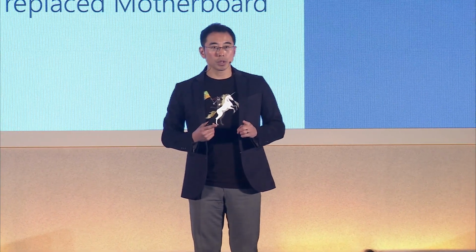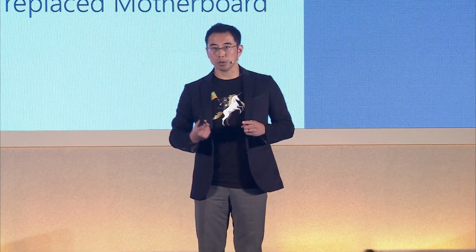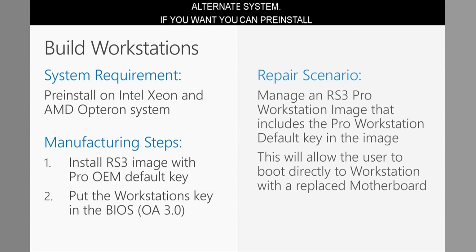If you want, you can pre-install this Workstation SKU on your Core i7, Core i5, or Core i3 system. That's optional. But if you have a Xeon or Opteron system, it's a requirement for you to use the Workstation SKU.